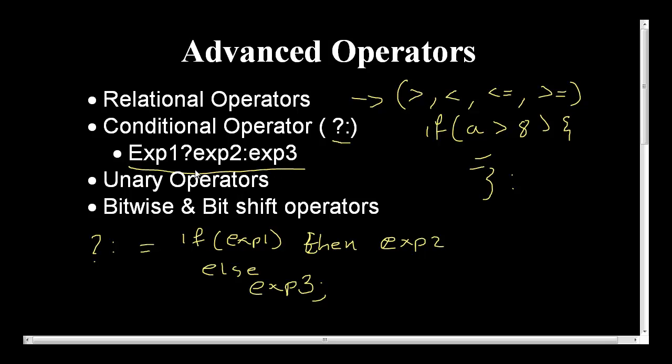what we're doing is that we're testing expression 1. We can say if a equals 1, and if this expression is true, then we'll execute expression 2, whatever that is. If it is false, then we'll execute expression 3. So the conditional operator is a short form mechanism to do an if-then-else statement in a single line. Hence, the conditional operator.